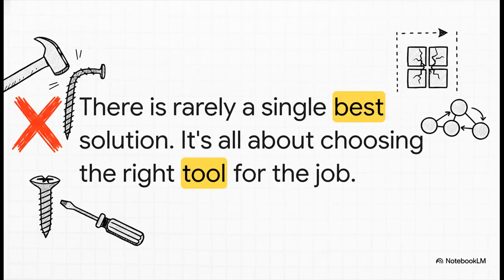So the big takeaway here is that in programming, there's hardly ever a single best solution for everything. It's all about understanding these trade-offs. The choice between an array and a linked list, it depends entirely on what your program needs to do most of the time. It really is about choosing the right tool for the right job.